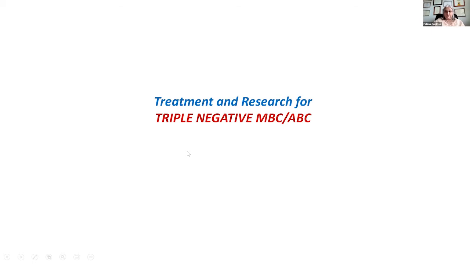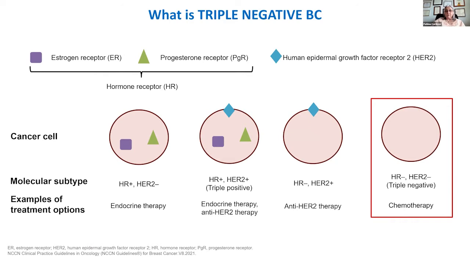So let's go to the triple negative subtype. Just another very simple explanation of why we call it triple negative. And I know that many of you don't like this wording. We don't like it either. We think that we should be defining something by the presence and not by the absence of biomarkers.